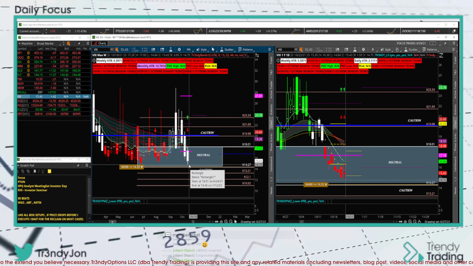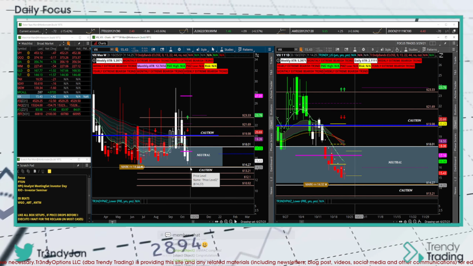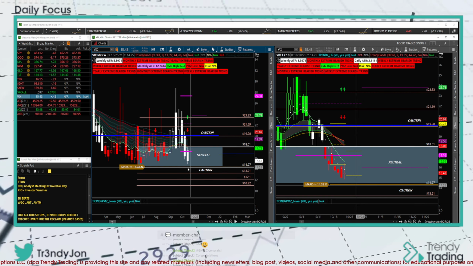Looking at this tells me that if we pull back into my areas to the downside, the market can still slowly melt to the upside.